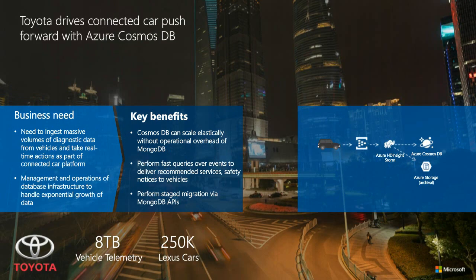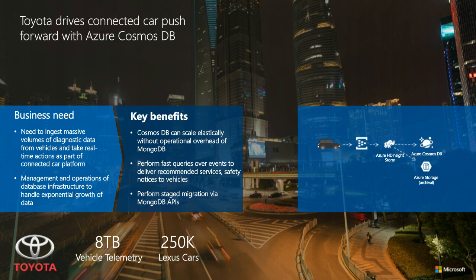Another one that uses us is Toyota. Toyota uses us for their IoT platform. They have about 8 terabytes of vehicle telemetry and about 250,000 Lexus vehicles out there right now. You could imagine that with Toyota, they want a real-time experience for their drivers. As their drivers are driving along, how do they give an experience where all the drivers have personalization and more of an attachment to their vehicles?